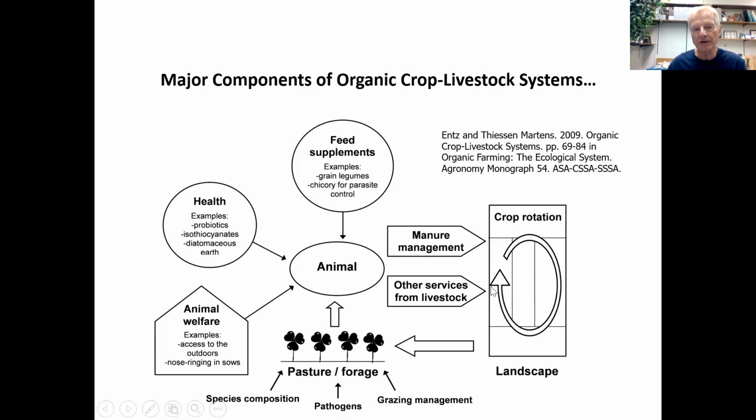And the animals produce other services to the crop rotation. For example, if the crop is weedy and cannot be used for a grain crop, it could be cut for silage or hay and fed to the animals if they're ruminants, or even if they're pigs. And these livestock services, I think, is something that we've not thought about enough.